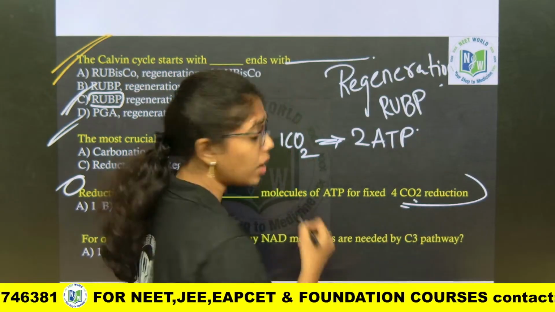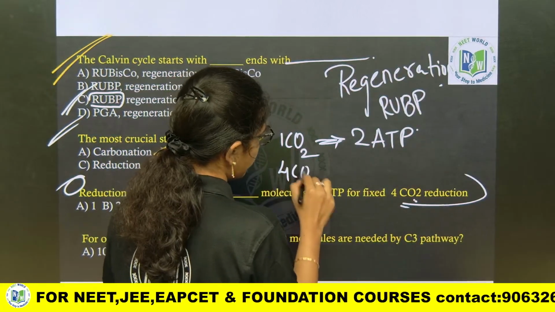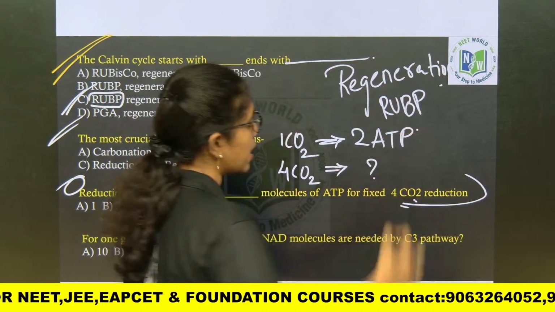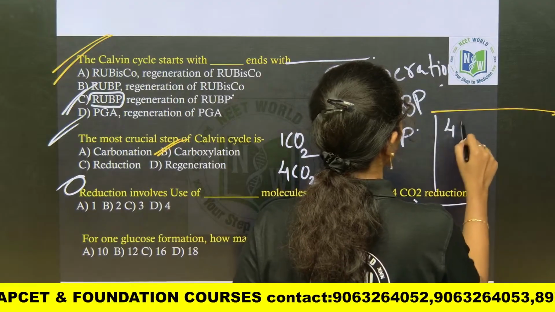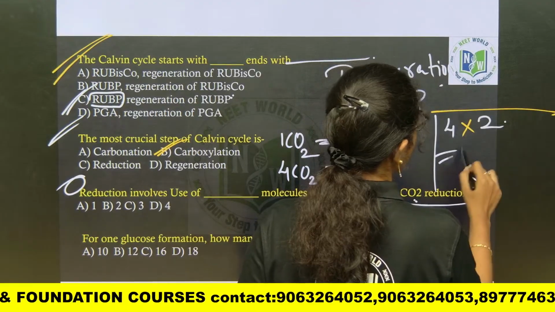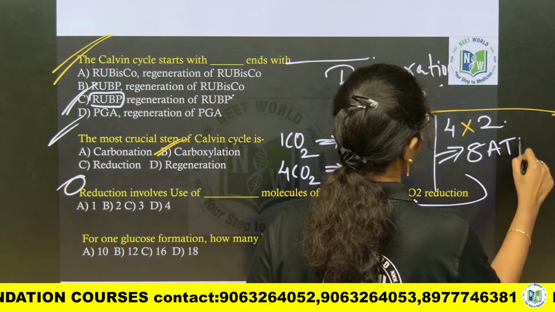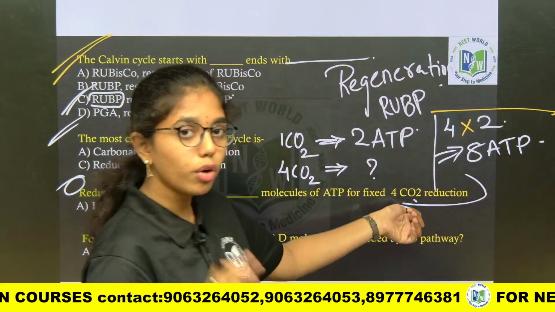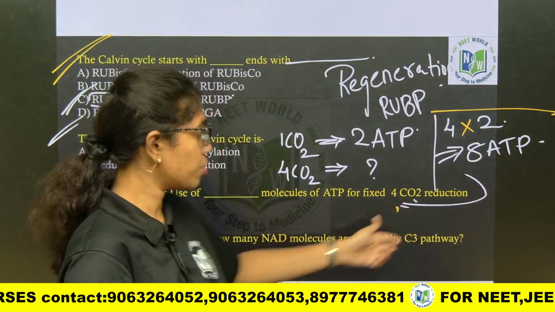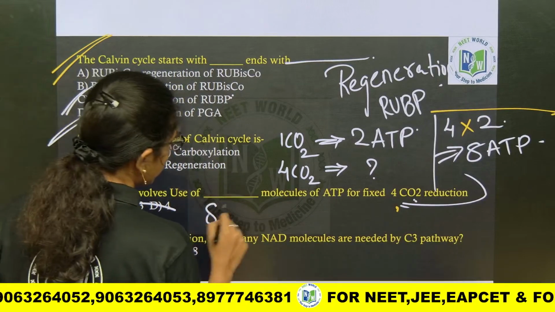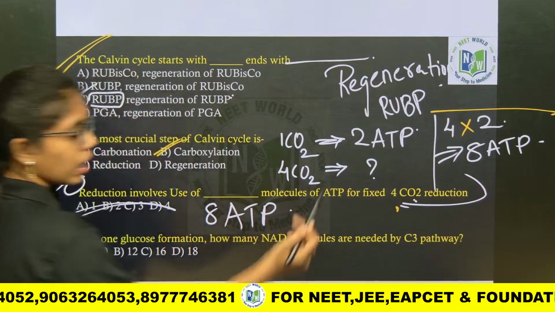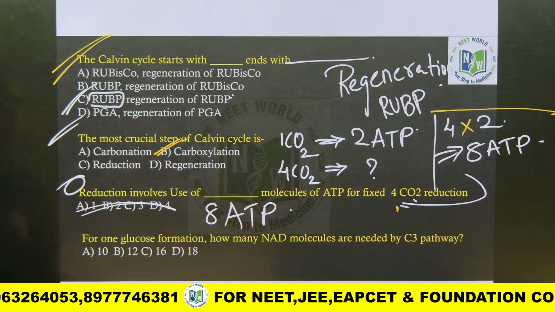Here he is asking, for 4 carbon dioxide, how much ATP is required? So here you have to answer like 4 into 2. It is just 8 ATP. When 4 carbon dioxides are fixed in the reduction process, 8 ATP will be used. So in the options it is not given, it is 8 ATP. Clear, right beta?